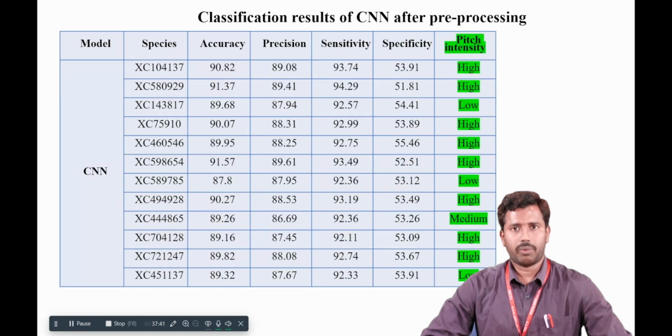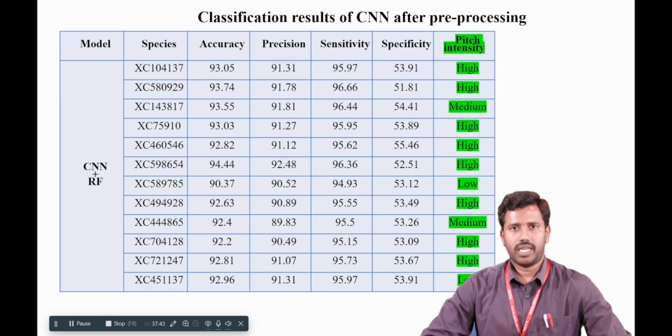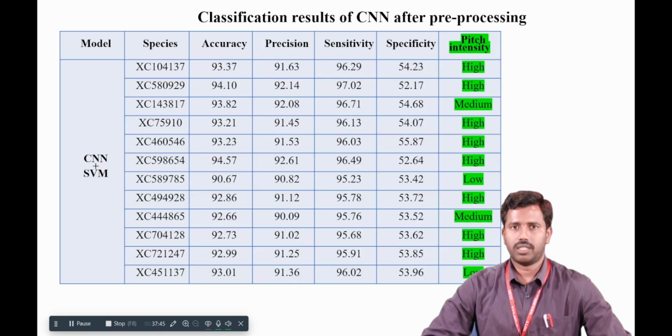Classification results after pre-processing: only CNN, CNN plus random forest, CNN plus SVM. Likewise, I have used 3 models in this work for classifying. All the accuracy details, precision, sensitivity, specificity, everything is there.